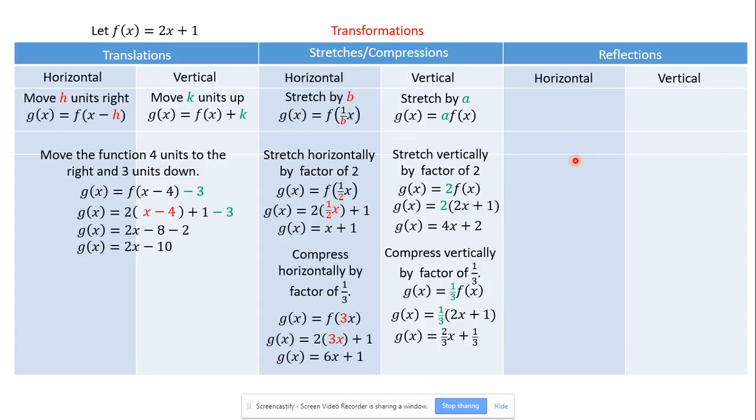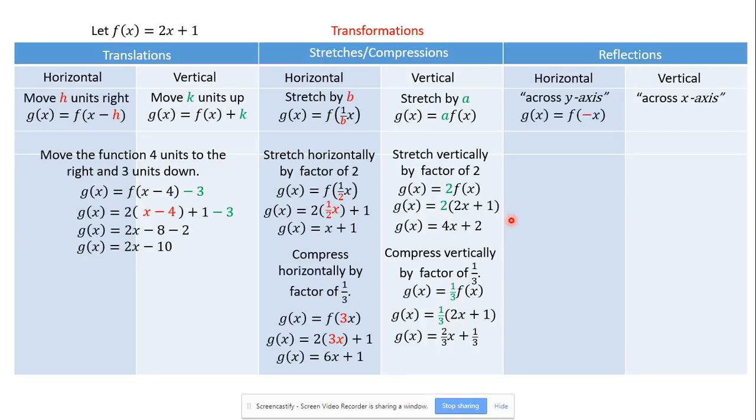Reflections. We make things negative. That's all it is. It's either we make the x value negative for horizontal, or we make the whole function negative for vertical. And so, for horizontal, the trick to these, remember, is the wording of it. It won't say do a horizontal reflection. It'll say reflect across the y-axis. Now we see y-axis, we think vertical. No, remember, reflections are perpendicular to the axis. So that'll be a horizontal. And then vertical will be across the x-axis.